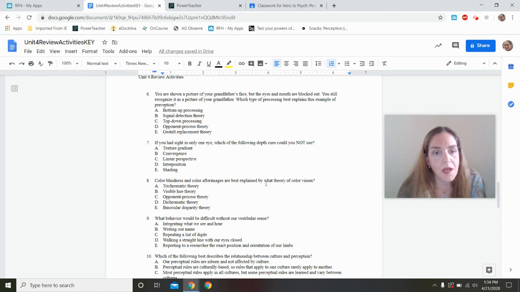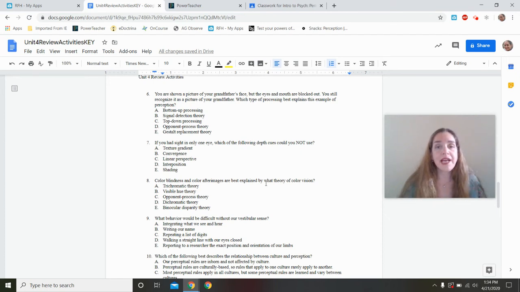Okay. So signal detection theory deals with how apt you are to notice the stimulus, depending on your expectations or motives. So that is not it. Opponent process theory is color vision. Gestalt replacement theory is fake. So it has to either be bottom up or top down. And I'm going to say, by and large, this is one of the most confusing topics for students to understand.